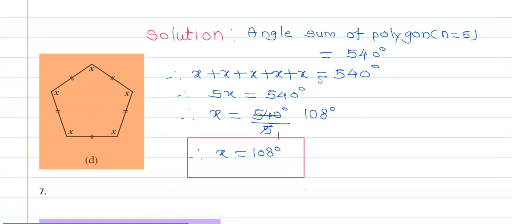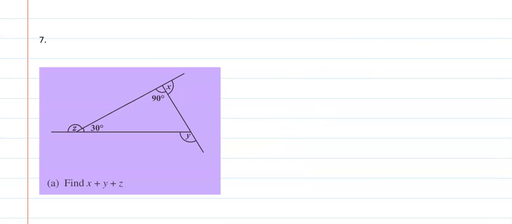Angle sum property when n is equals to 5, just we have calculated, it is a 540. Therefore sum of the all angles is equals to 540, 5x is equals to 540, and you will get the value of x. Now we take the next problem. Now the question number 7, find the value of x plus y plus z. Okay, now here the solution.